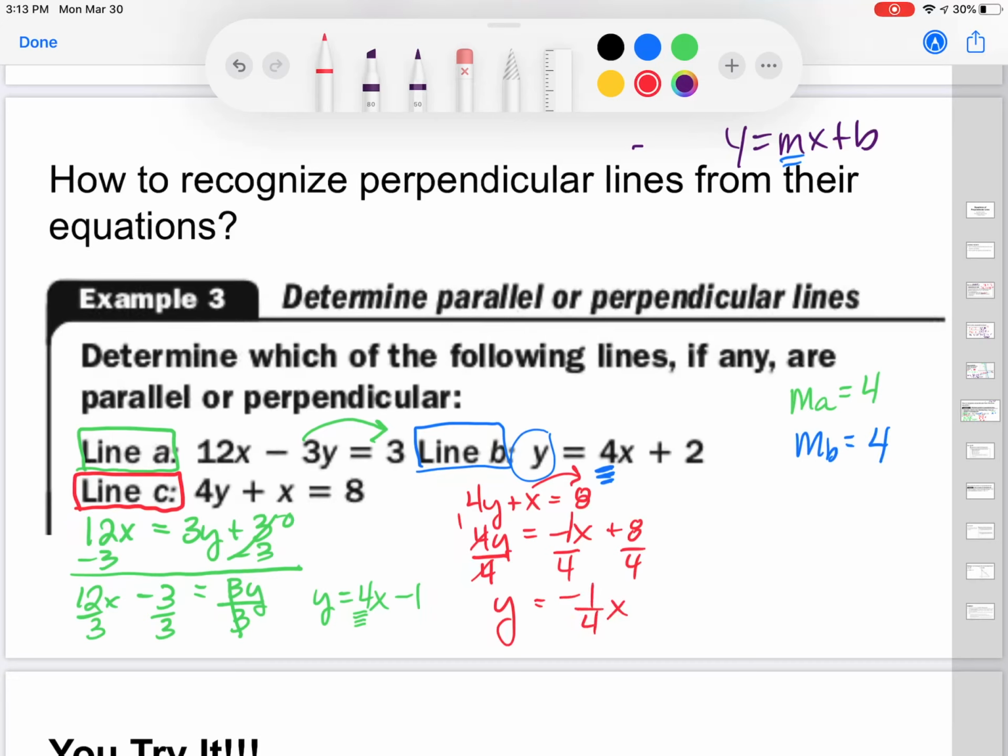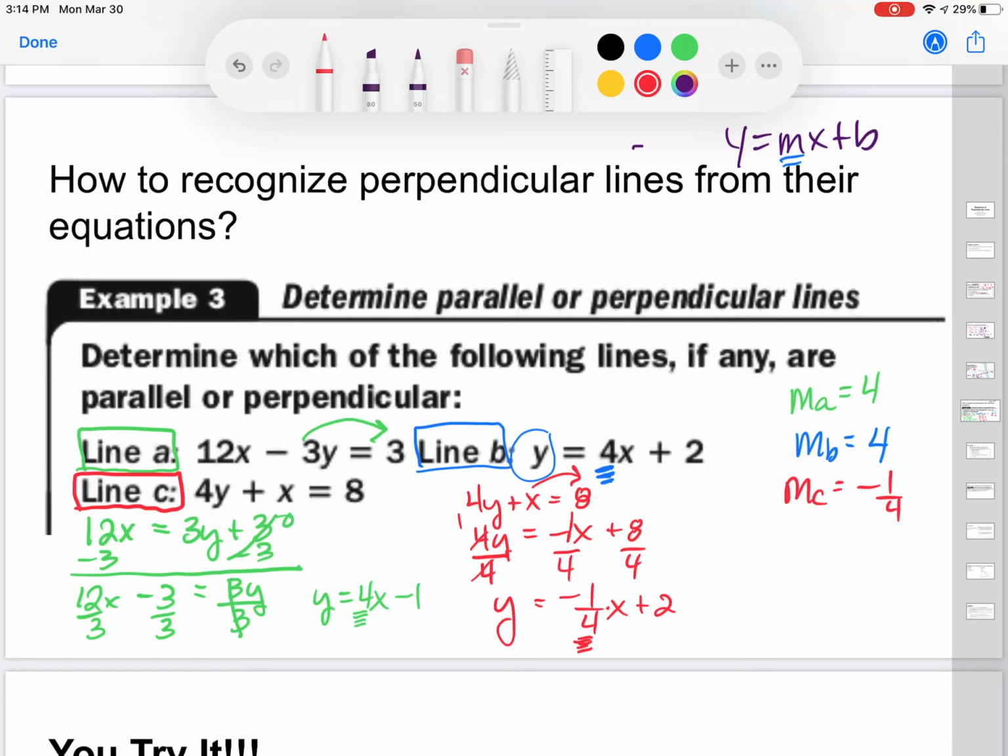And then 8 divided by 4 is a positive 2. But I want the slope. Do y'all see the slope? It's sitting right here. Do you see it? That's right, it's right here. The number that multiplies x, okay? So that is a negative 1/4, okay?